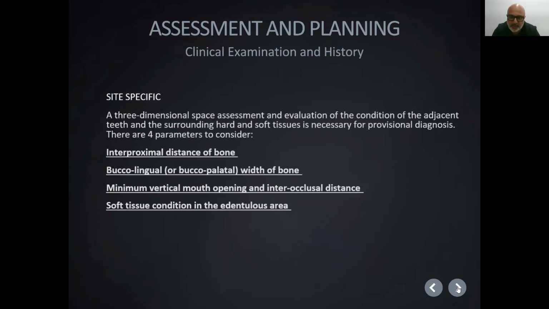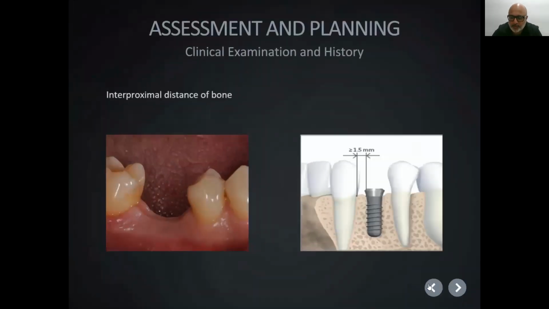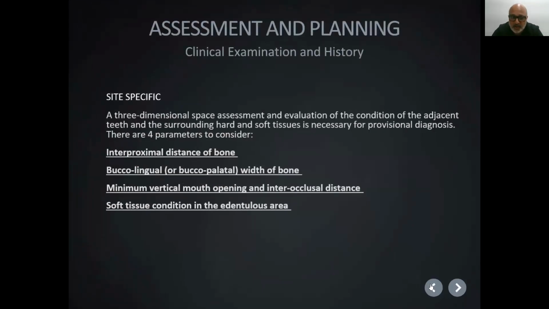Getting more into this particular webinar, a 3-dimensional space assessment and evaluation of the condition of the adjacent teeth and the surrounding hard and soft tissues is necessary for provisional diagnosis. There are 4 parameters to consider. These are fairly obvious, but obvious probably to me, and sometimes I have to think about it as if I was a novice learning.